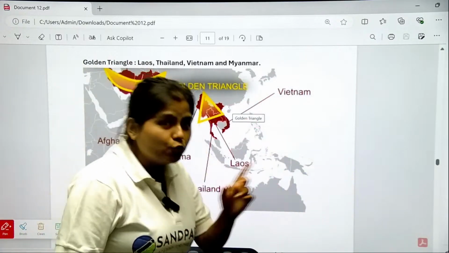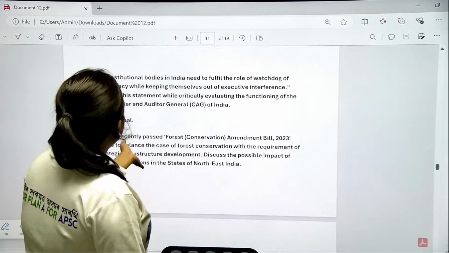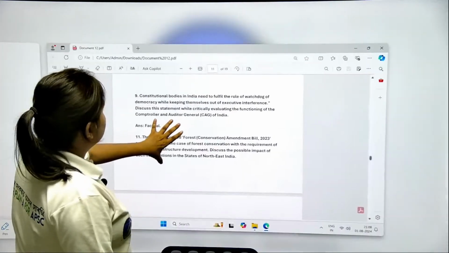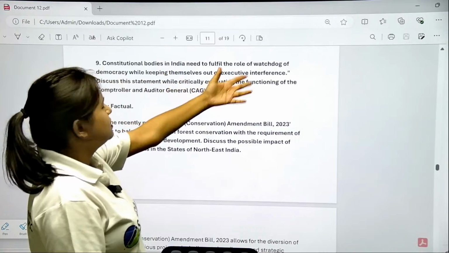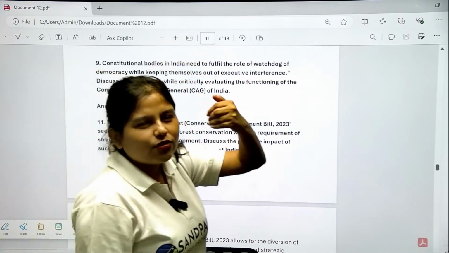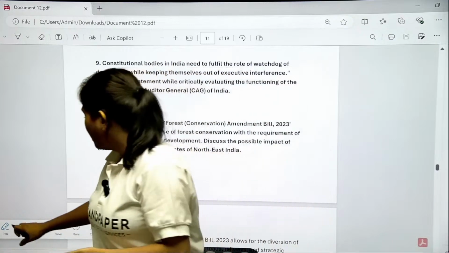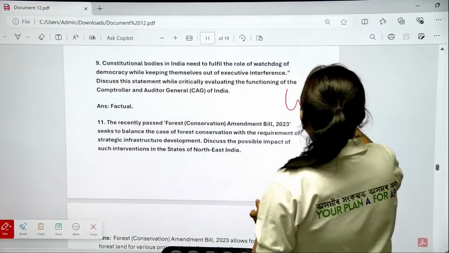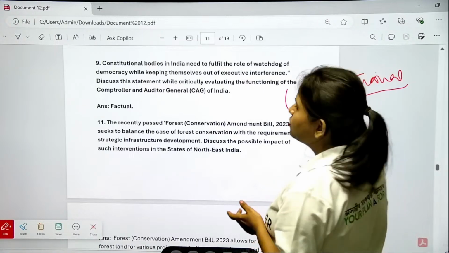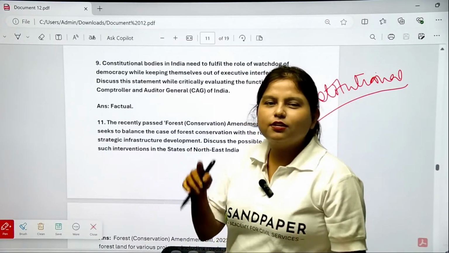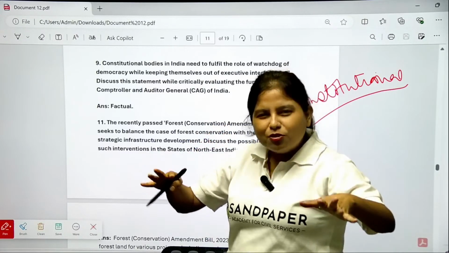And you will find it in books, that's why it's an easy question. Now let us move ahead. The question: constitutional bodies in India need to fulfill the role of watchdog in democracy, CAG. You have to tell how CAG is a constitutional body, and what is a constitutional body? It finds its origin in the constitution. So it's away from all the three sectors of government, away from judiciary, executive, legislative. So it is above it. It's a watchdog.